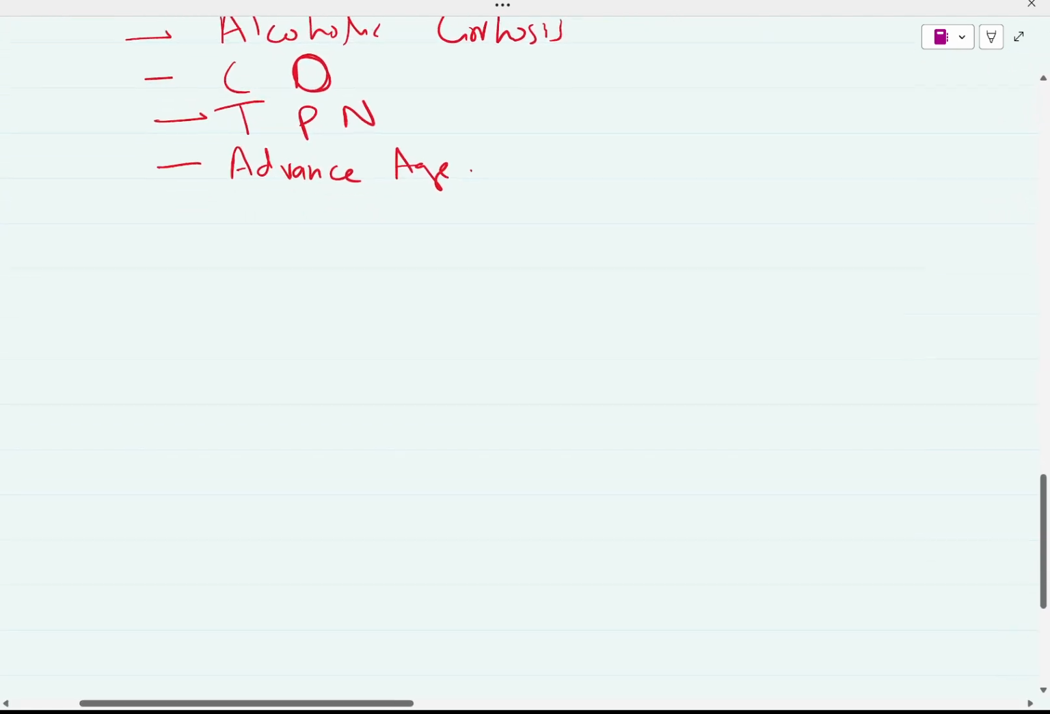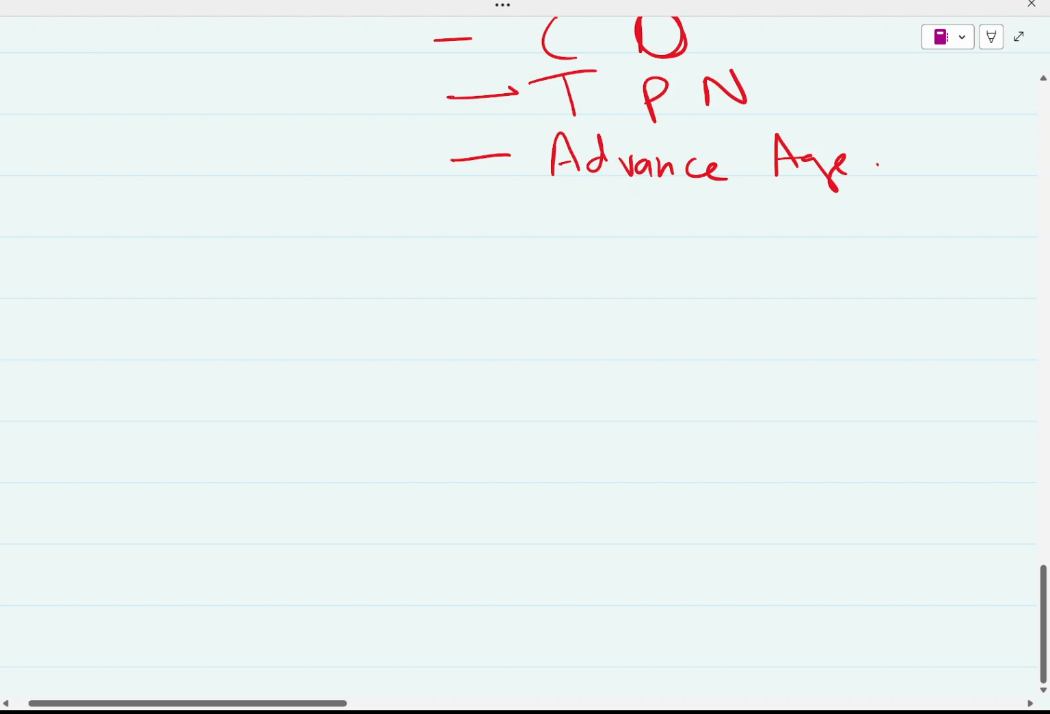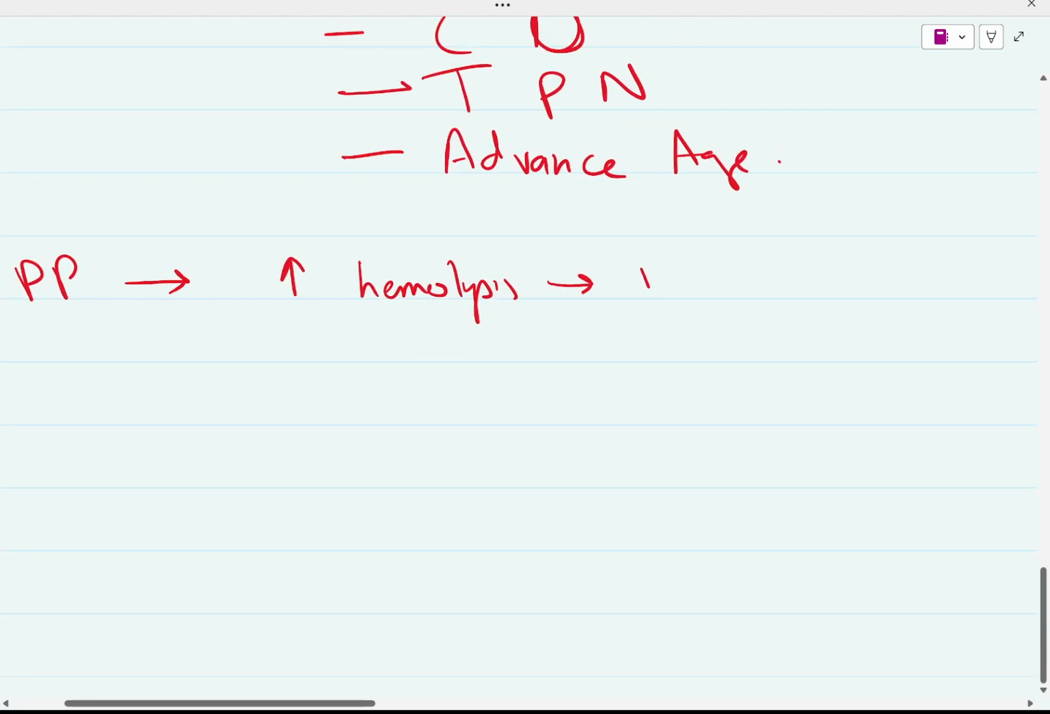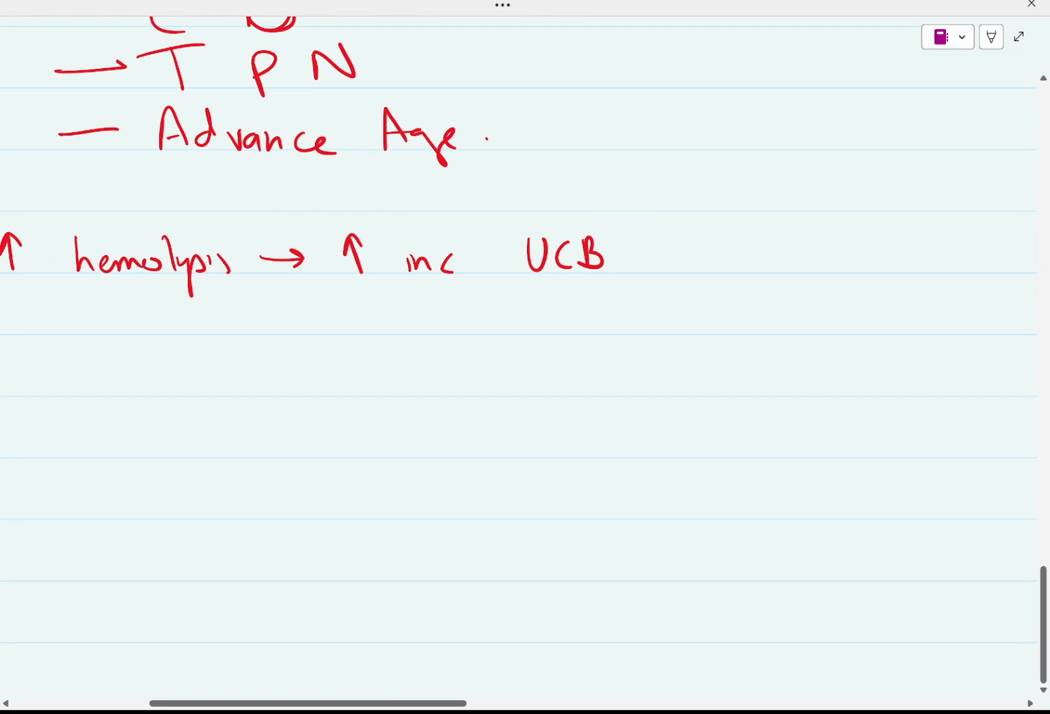So what is the pathophysiology behind formation of these pigmented stones? So we are going to discuss pathophysiology. So what will happen when there is increased hemolysis of RBCs? There is increased circulating unconjugated bilirubin. So when there is increased circulating unconjugated bilirubin, what will happen?